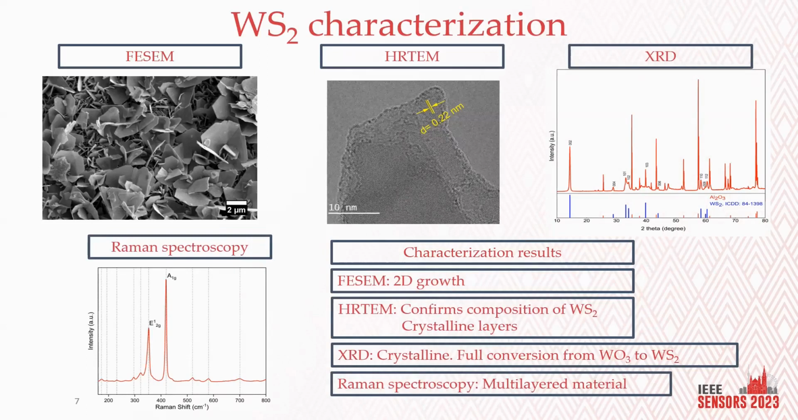And to confirm that this really is tungsten disulfide, we did high resolution transmission electron microscopy. You can see here the material is layered, which we also checked; we dived deep into the characterization. The interlayer distance is 0.22 nanometers, confirming that the material is really tungsten disulfide and is in agreement with X-ray diffraction. Also, the layers are highly crystalline.